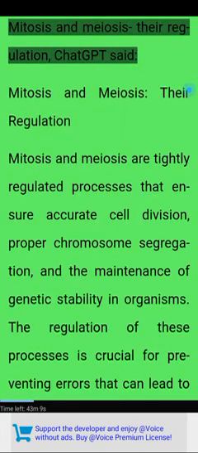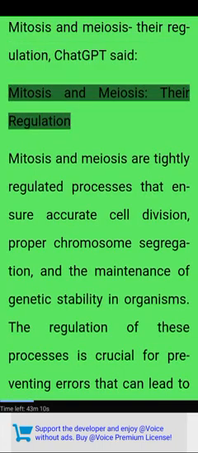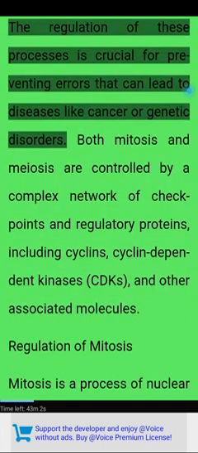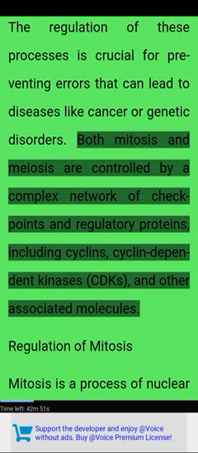You said, mitosis and meiosis and their regulation. ChatGPT said, mitosis and meiosis, their regulation. Mitosis and meiosis are tightly regulated processes that ensure accurate cell division, proper chromosome segregation, and the maintenance of genetic stability in organisms. The regulation of these processes is crucial for preventing errors that can lead to diseases like cancer or genetic disorders. Both are controlled by a complex network of checkpoints and regulatory proteins, including cyclins, cyclin-dependent kinases, CDKs, and other associated molecules.